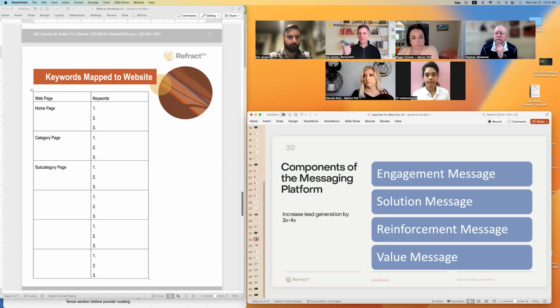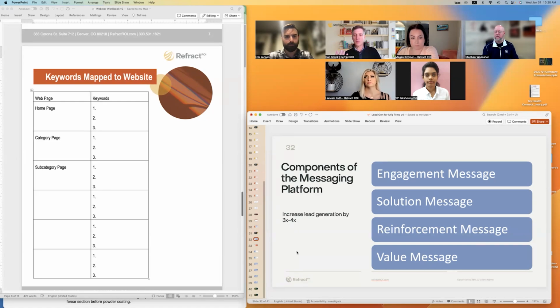There's what we call the engagement message. That's where the customer sees that you understand their issues. There's the solution message, which tells them that you understand what it is that they're looking for. Then what we call the reinforcement message, which is where you're telling the customer what it is that you do and why you're the best choice for what they're looking for. And then the value message, which basically helps the customer feel good about their purchasing decision.